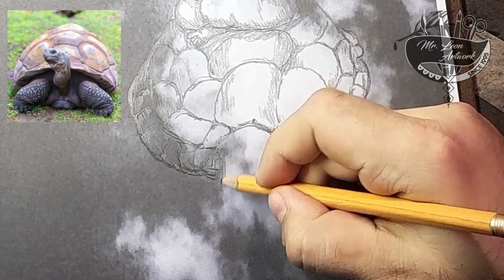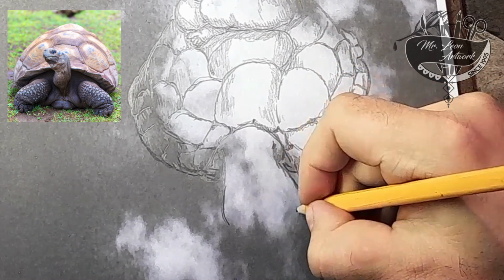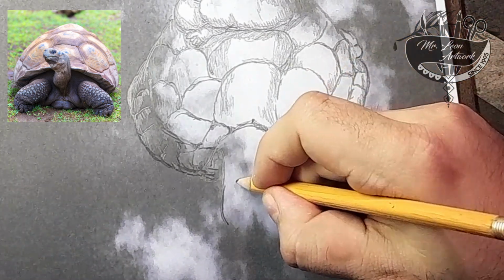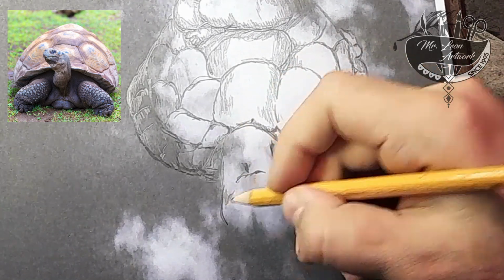Now we go with the details of the head. The tortoise is looking down at the ground in front of him, so the head will be looking down from a different perspective.